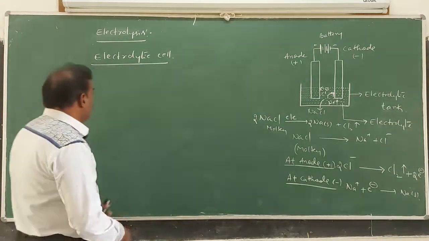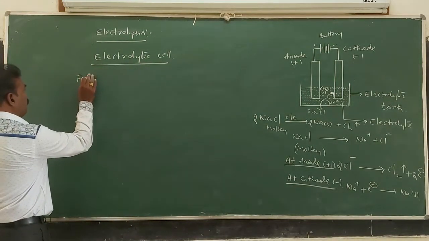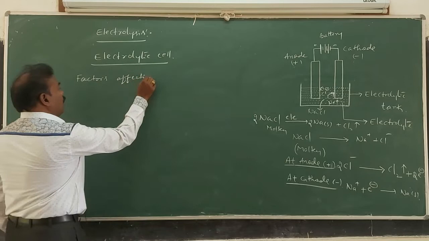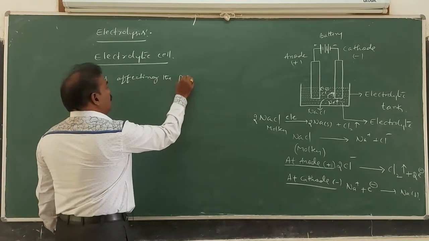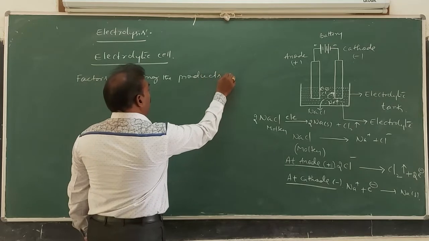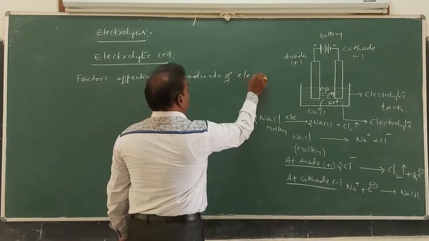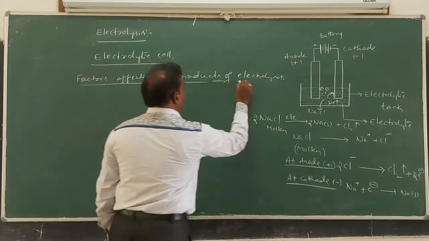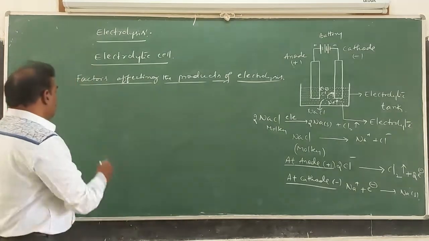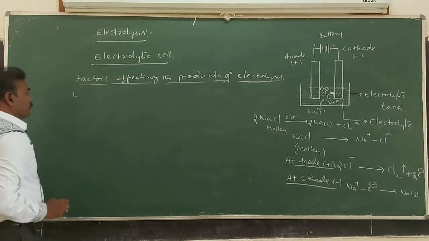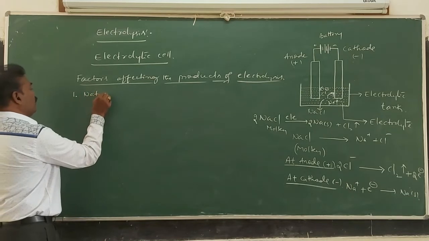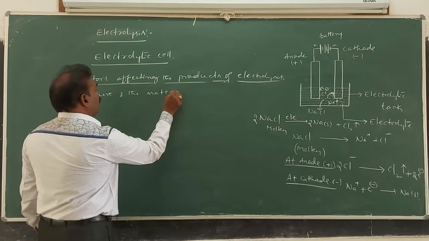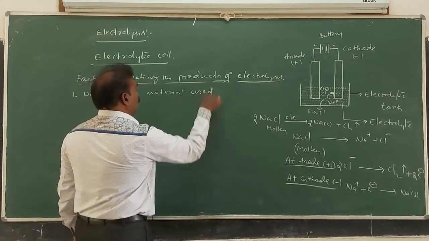Now, what are the factors affecting the products of electrolysis? Factors affecting the products of electrolysis. So the first factor is the nature of the material used.